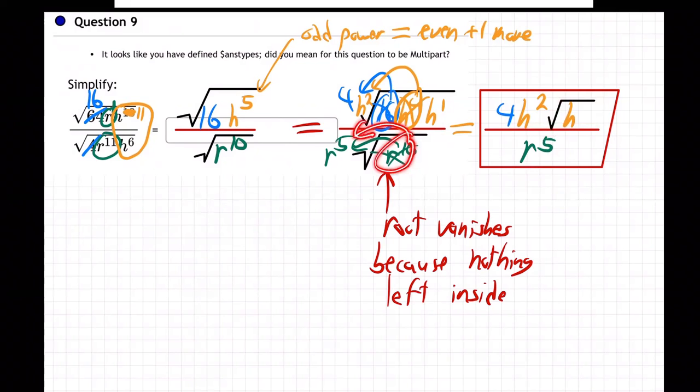All 10 on sale 2 for 1, we paid for 5, and they're all gone. Nothing left over. There's not an extra r left over like there was on the top with the h, because we had an odd amount of h's originally, so there was an extra one left over inside. And so we square rooted the 16 to be 4, and the h to the 5th to be h to the 4th, h1. Out comes h squared. And so there we go. That's our final answer.